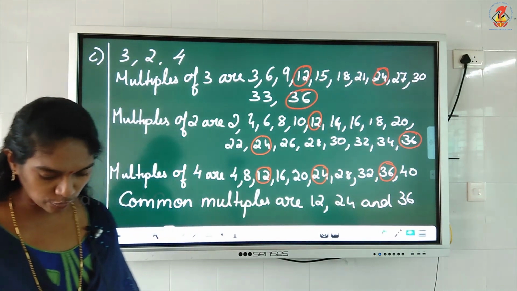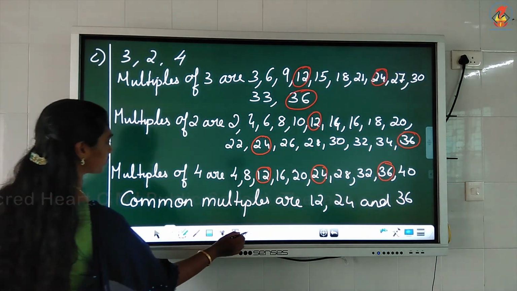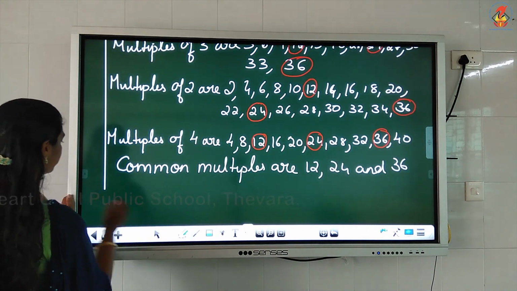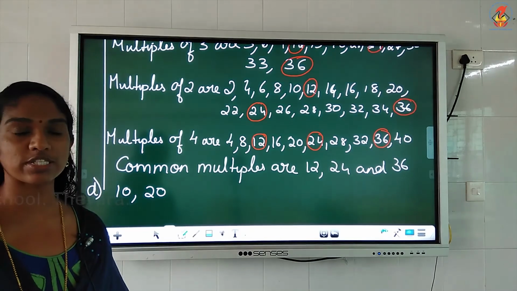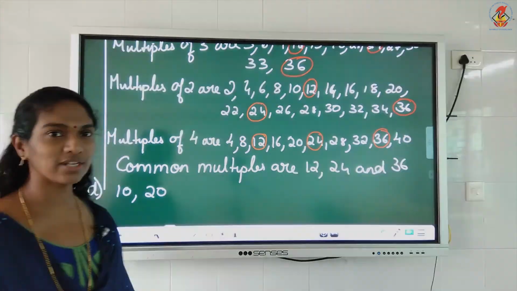Okay children? So I want you to do a question for homework. Question D, 10 and 20. Find out the common multiple, first 5 common multiples of 10 and 20. Okay children? Thank you.